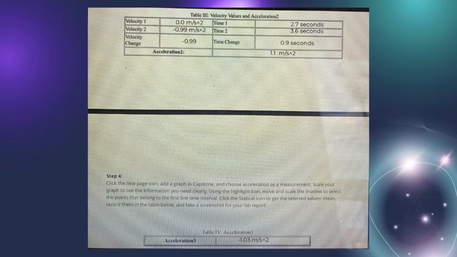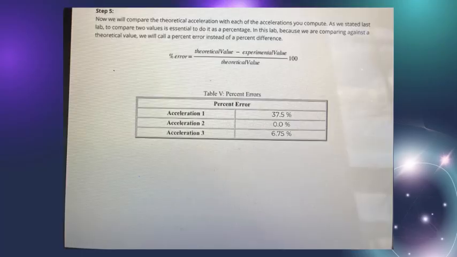Finally, in a new page icon, we chose an acceleration as a measurement. As you can see, we had to choose 2 points for each graph, which was the position, velocity, and acceleration graphs, which resulted in us getting an acceleration of negative 1.03 meters per second squared as our third acceleration.